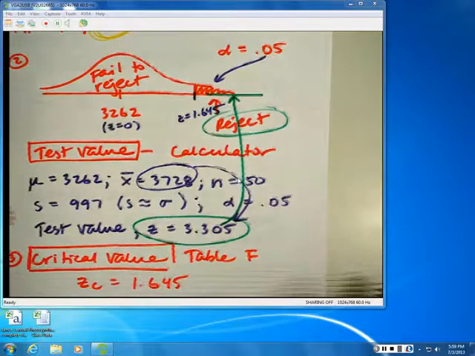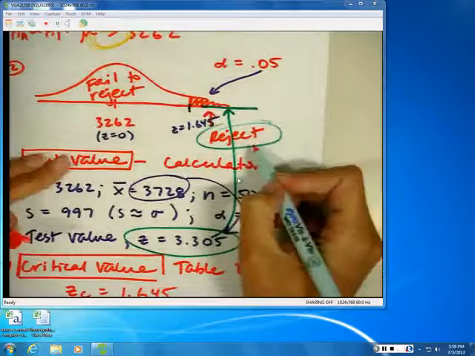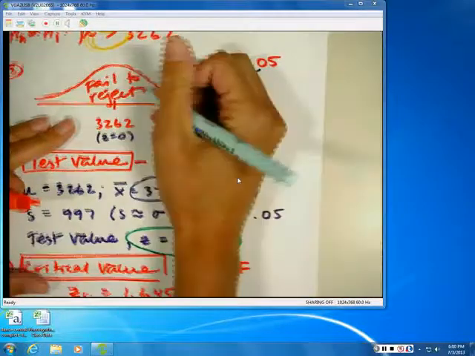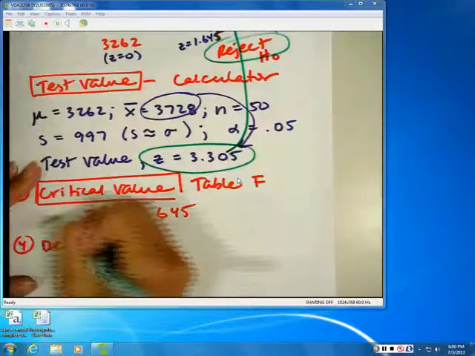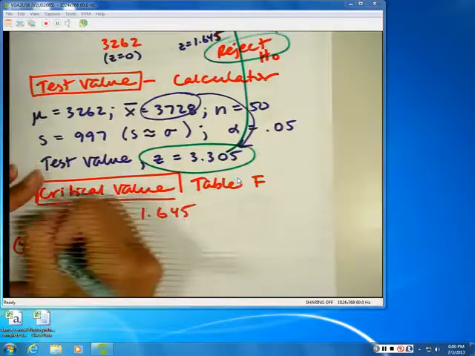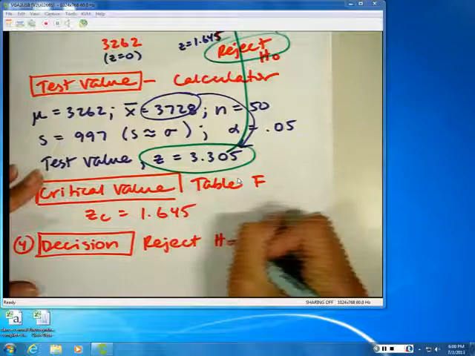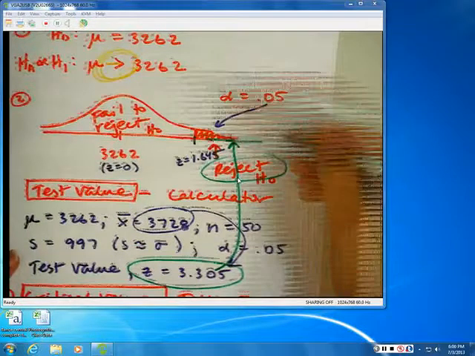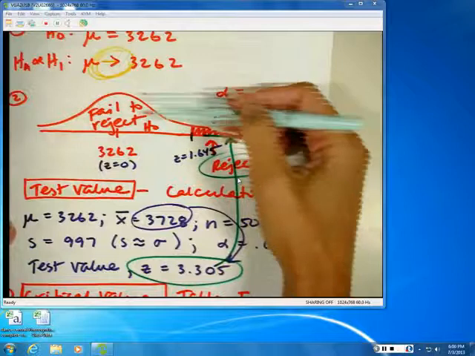Okay, continuing on with our steps. Step number 4, that means we reject. And when I say reject, it's always, do we reject the null hypothesis? We're talking about it being equal to 3262, or do we fail to reject? Okay, so this is my decision. Reject the null hypothesis. Okay, I land here. I write reject null hypothesis. I land over here. Maybe my z-score was 1.1 or something. I write fail to reject the null hypothesis.